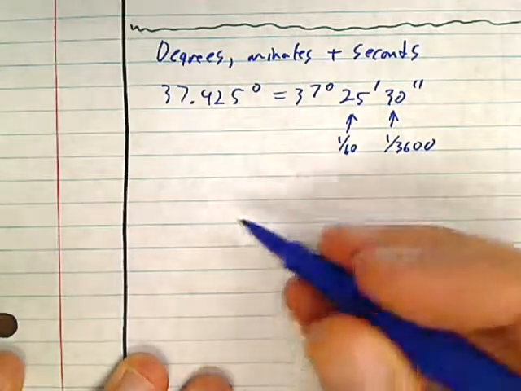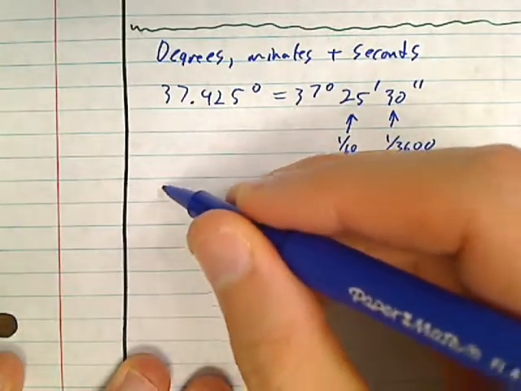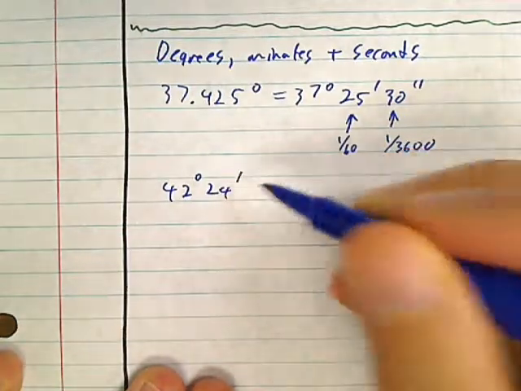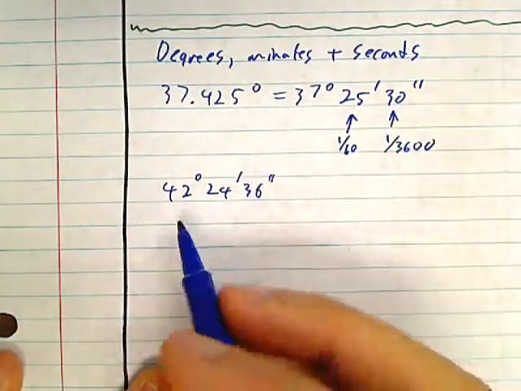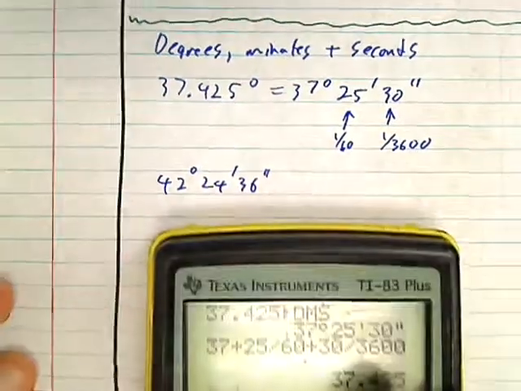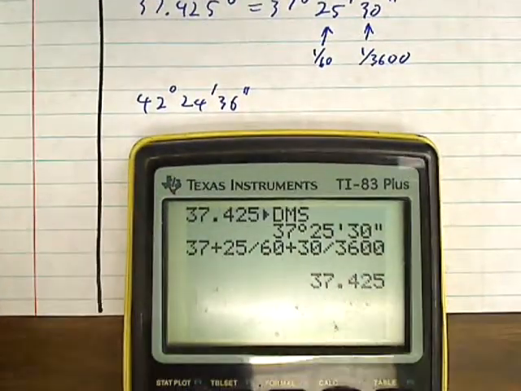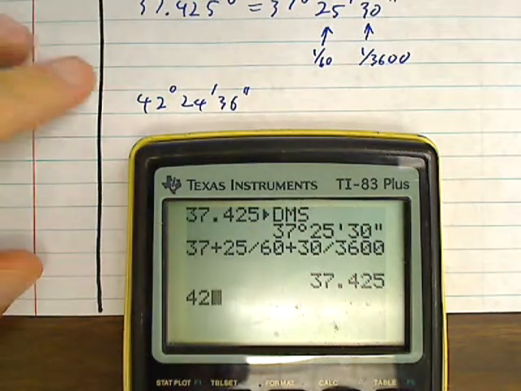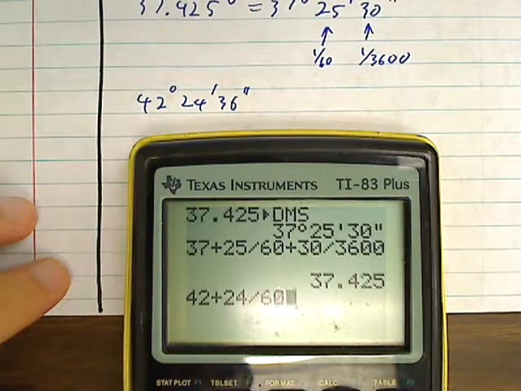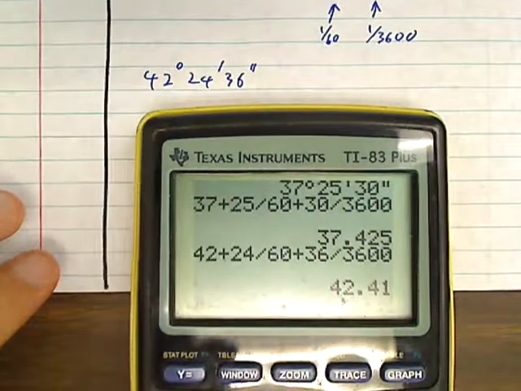So you can also do this. You can say 42 degrees, 24 minutes, and 36 seconds. And I'm going to change this into just a decimal. Okay, well, I can do this thing I just did, which is probably the quickest way to do it, but there's another way the calculator will do it as well. 42 plus 24 over 60 plus 36 over 3,600. And that gives me 42.41.